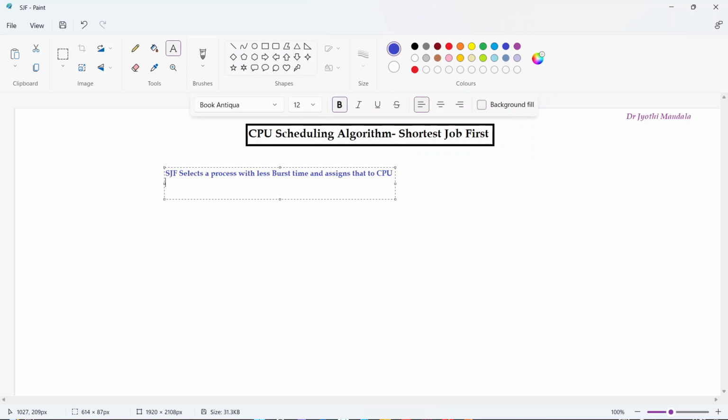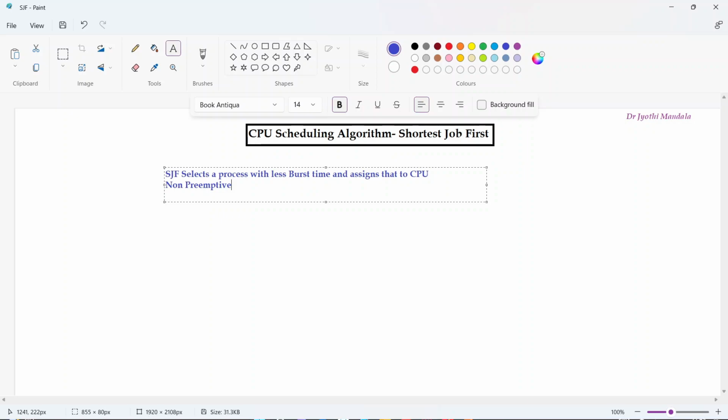One important point about shortest job first you need to remember: this is a non-preemptive scheduling algorithm. What do we mean by non-preemptive? Once a process has been assigned to the CPU, until and unless it finishes its task, the CPU cannot be switched to another process. In our last video we learned about FCFS, which is also a non-preemptive scheduling algorithm, and shortest job first is also a non-preemptive scheduling algorithm.